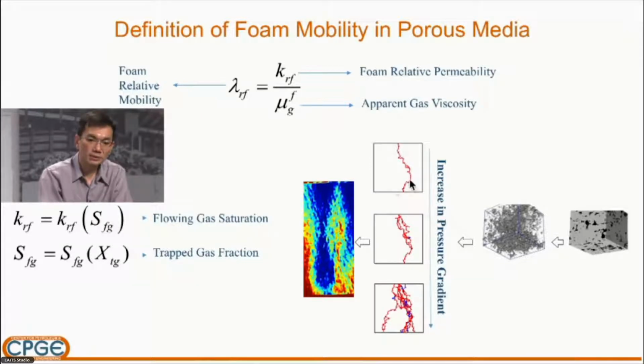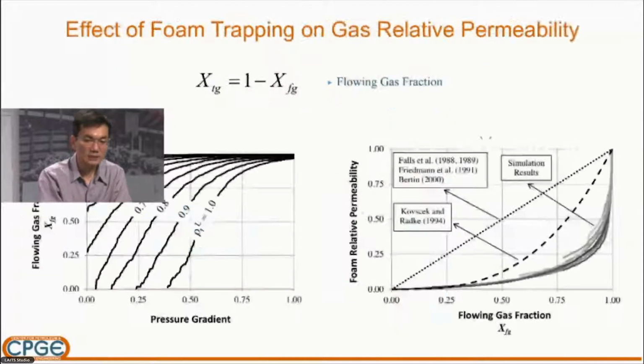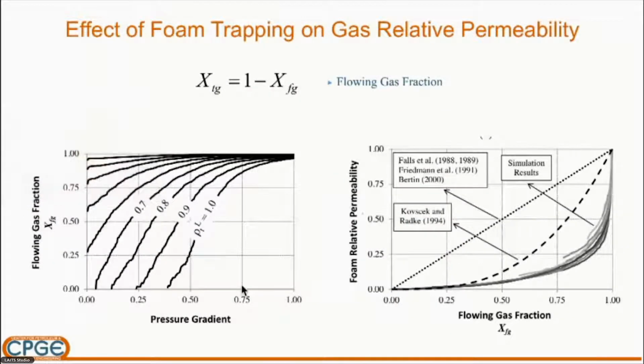The white background in this figure shows pore space occupied by trapped gas, while the red area shows the pore space occupied by flowing gas. When you look from top to bottom, where the applied pressure gradient is increasing, the fraction of flowing gas is increasing with the pressure gradient. That gives you an idea about the relationship between the trapped gas fraction and the applied pressure gradient. But I can give you a little more quantitative analysis of this relationship.